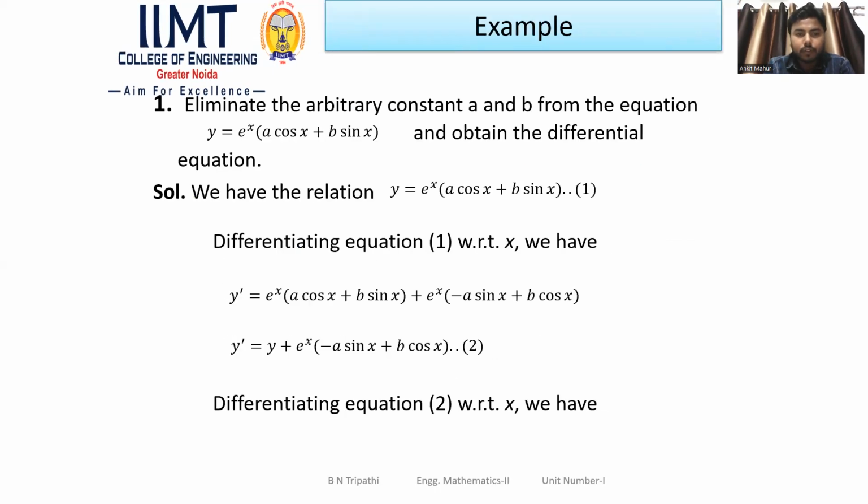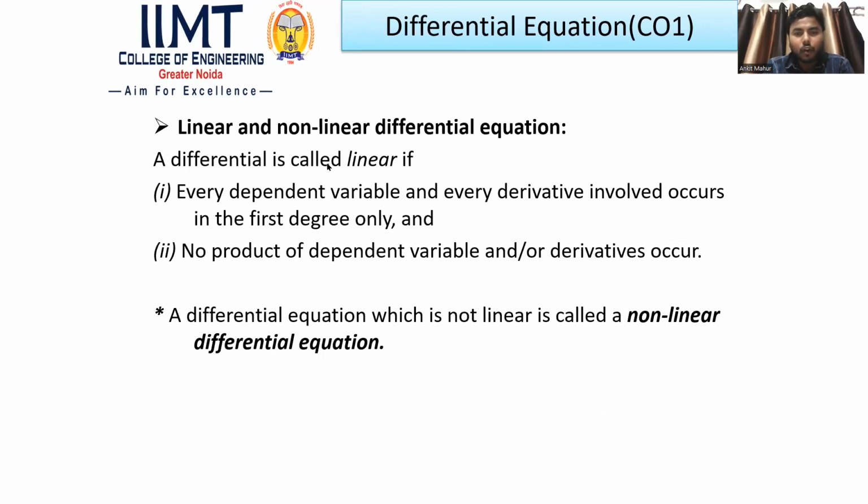Now I am going to discuss linear and non-linear differential equations. A differential equation is called linear if every dependent variable and every derivative involved occurs in the first degree only, and no product of dependent variables or their derivatives occurs. That is, if a differential equation satisfies these two conditions, then it is said to be a linear differential equation. Otherwise, the differential equation is said to be non-linear.